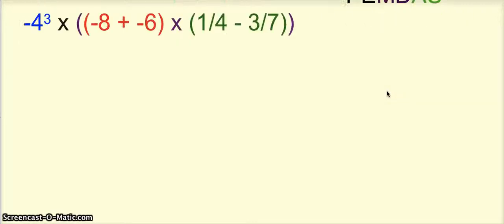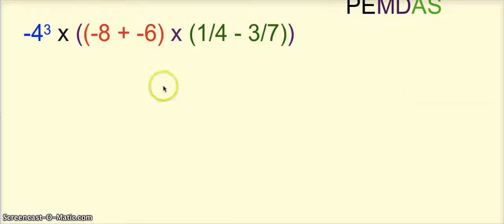All right, so I know my plan is going to be to first take care of the inside of this parentheses, which is -8 plus -6. Then I'll take care of inside of the second parentheses, which is 1/4 minus 3/7. All of this is inside another set of parentheses. So once I get these two parentheses simplified down, then I will multiply them together. Next, I will simplify this exponent, and then finally I'll multiply everything together.